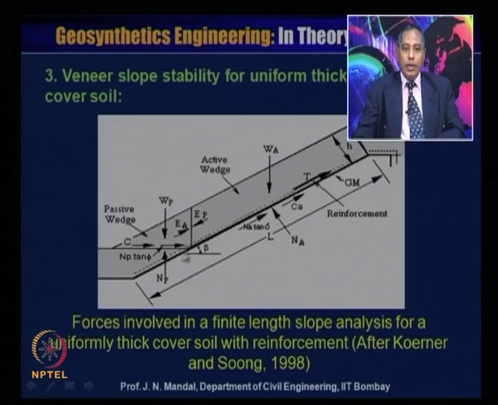And there are also the inter-wedge forces acting: EA is the inter-wedge force acting on the active wedge from the passive wedge, and EP is the inter-wedge force on the passive wedge from the active wedge. NA is the normal force in the active wedge, and NP is the normal force in the passive wedge. So, these are the forces involved in a finite slope analysis for uniform thickness with the reinforcement. Here we add the reinforcement.